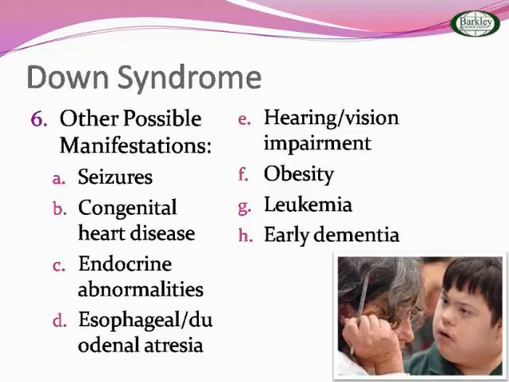They have endocrine abnormalities like diabetes, esophageal atresia, hearing and vision impairment, obesity, leukemia, and early dementia. As a matter of fact, a lot of children who have this will have dementia as early as 30 to 40 years of age. So you can see the range of care that would go into a child with Down syndrome.